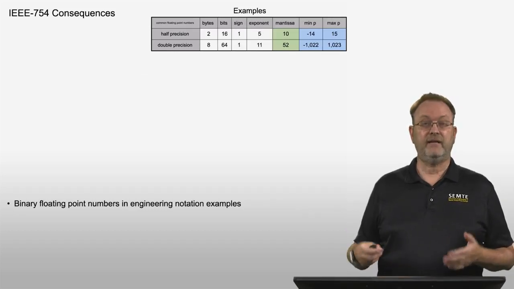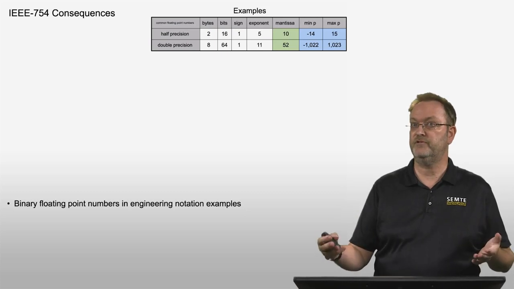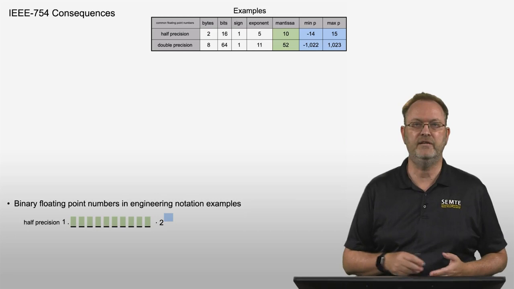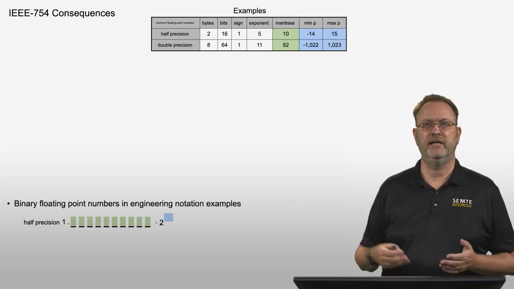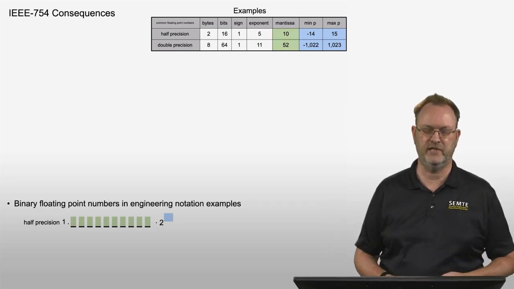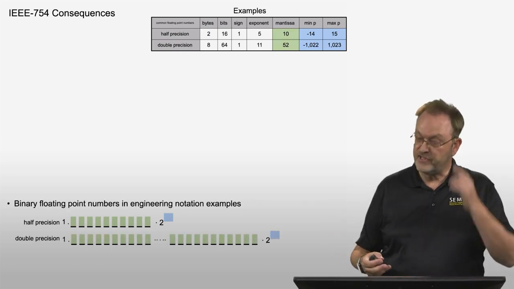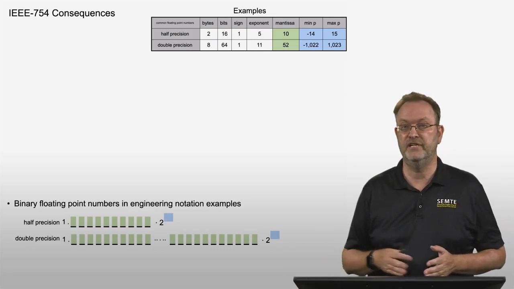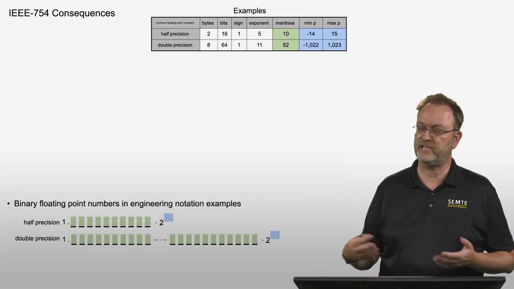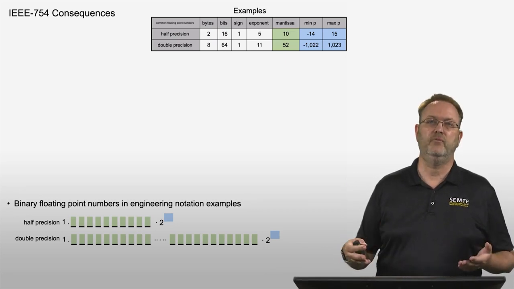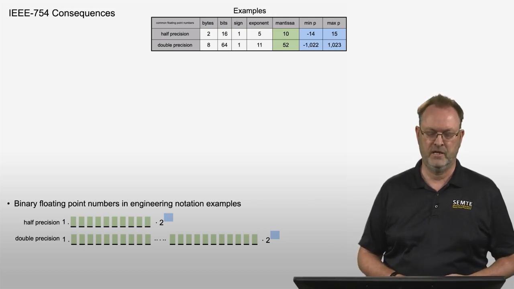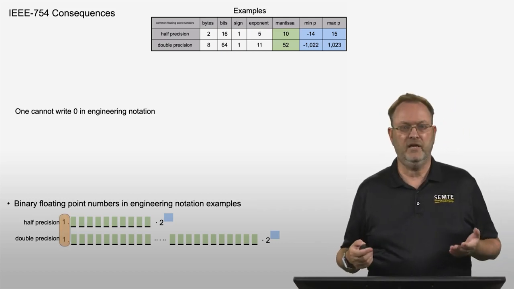So let's look at half precision and double precision numbers as examples. A half precision number has 10 mantissa bits, shown here in green, and then we have an exponent that can range from -14 to +15 as a decimal number. And a double precision number has 52 bits for the mantissa, and then an exponent that can range from -1022 to +1023.